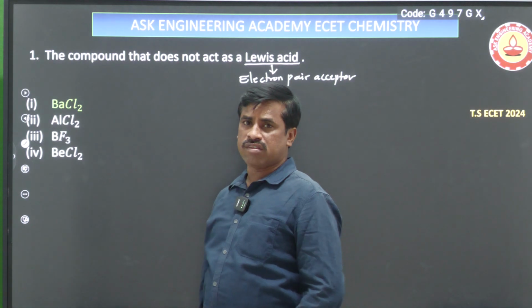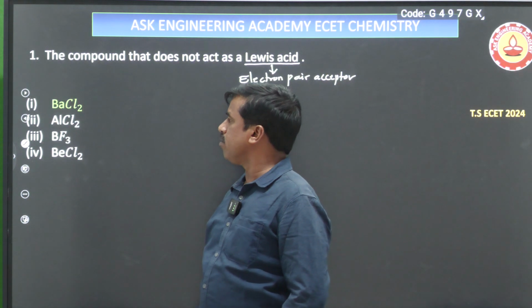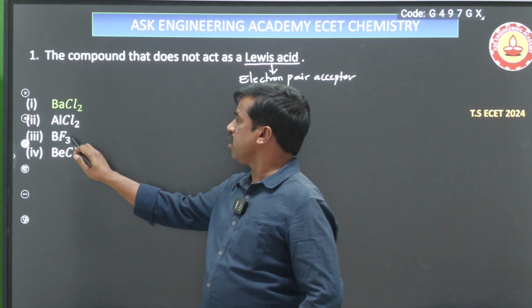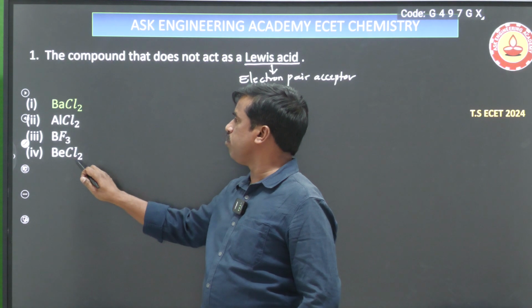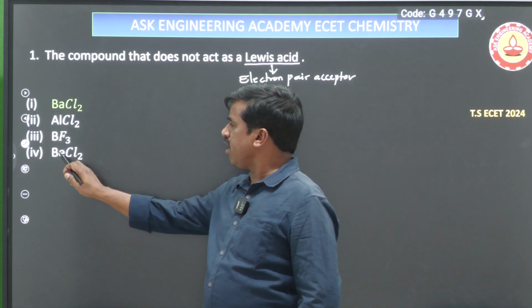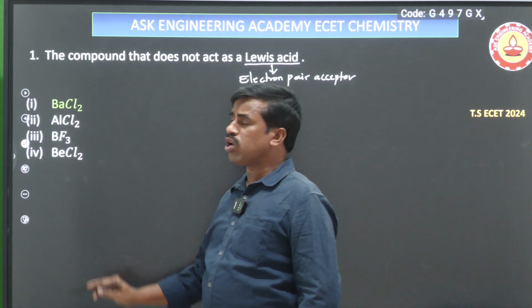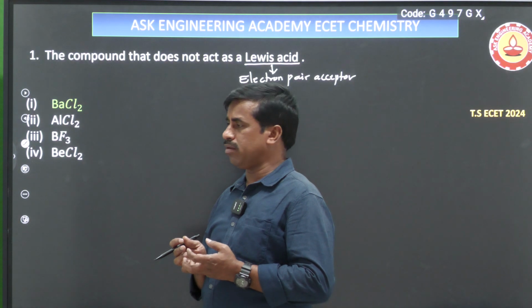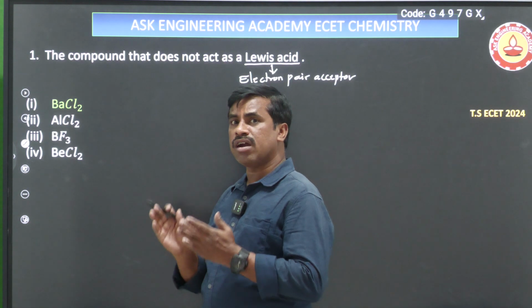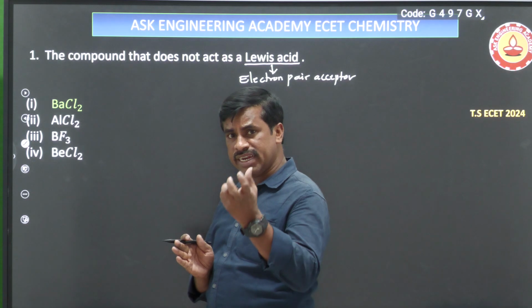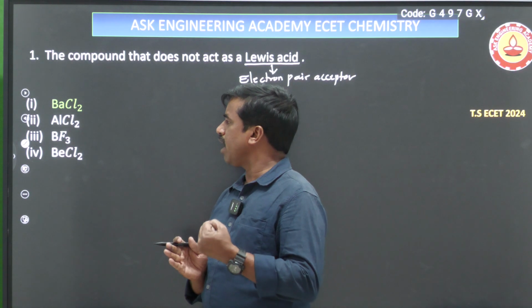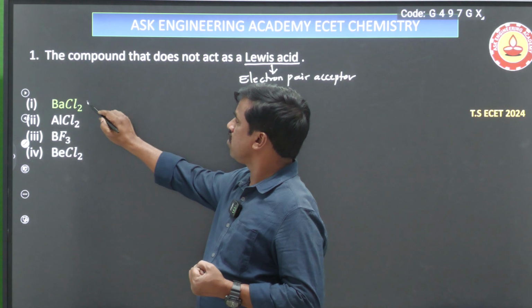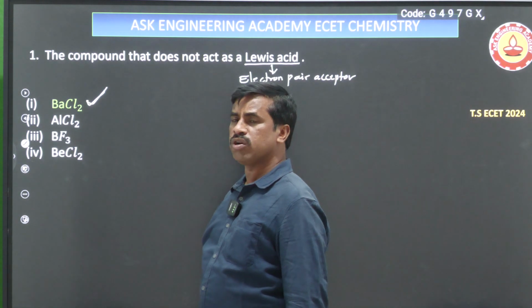Here barium chloride, aluminium chloride, BF3 and BeCl2 are given. These are all electron deficient compounds. Electron deficient compounds are ready to accept an electron pair. Just now I said that electron deficient compounds get ready to accept an electron pair. Only one here is not an electron deficient compound. This is the right option for the given question.